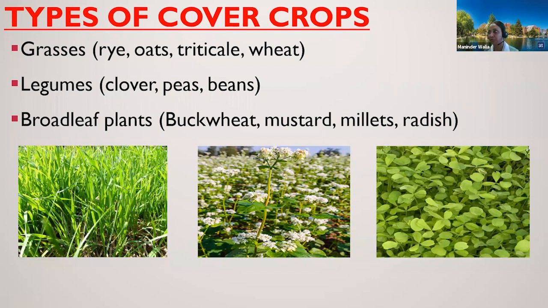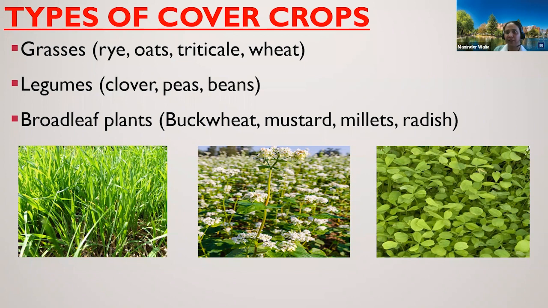So, the types of cover crops. Many plant species can be used as cover crops. The legumes and grasses, including the cereals, are the most extensively used, but there is increasing interest in the brassicas, such as rapeseed, mustard, and radish, and also in the summer broadleaf, such as buckwheat and millets.